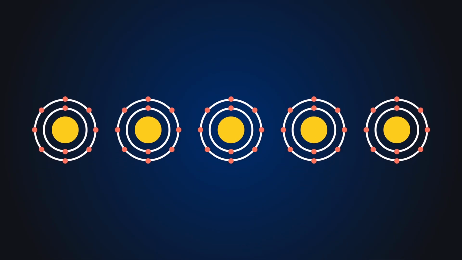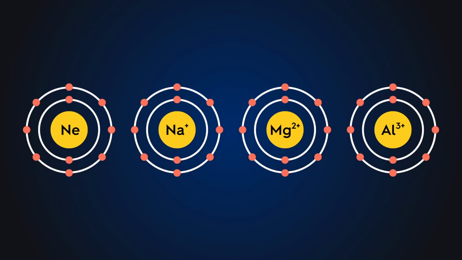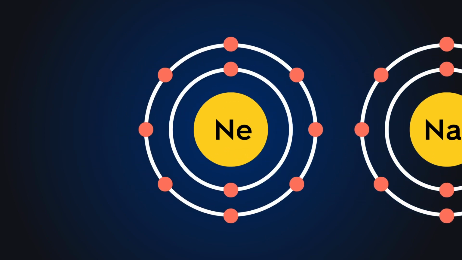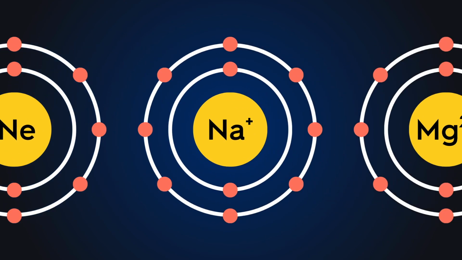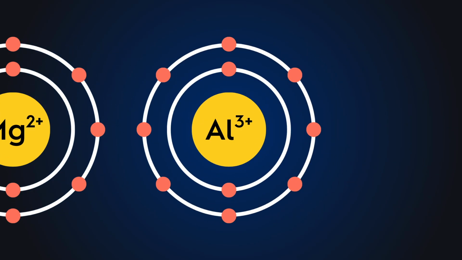Now, let's look at isoelectronic species, atoms or ions that have the same number of electrons. Take the following set of species as an example: neutral neon atom or Ne, sodium cation or Na+, magnesium cation or Mg2+, and aluminum cation or Al3+.